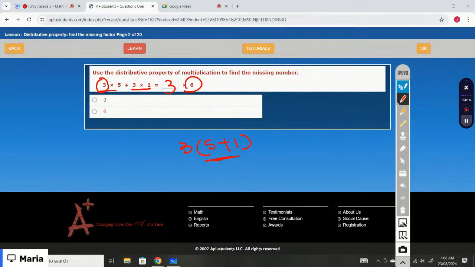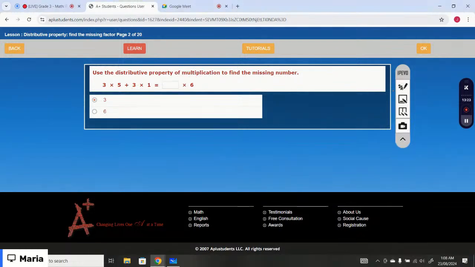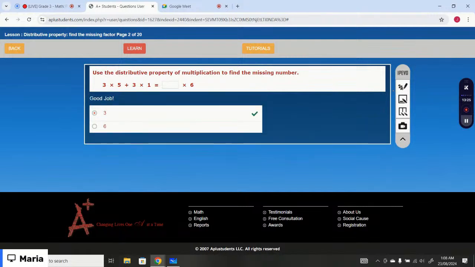Option number 1 is the correct option. The missing number is 3. Option number 1 is the correct option. Got it?